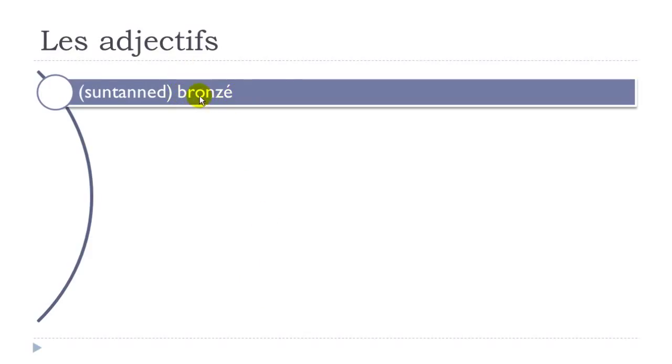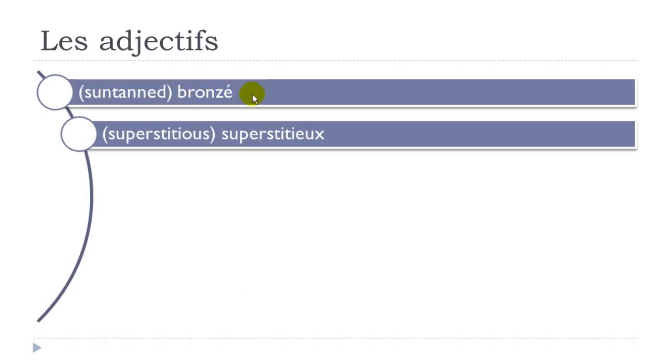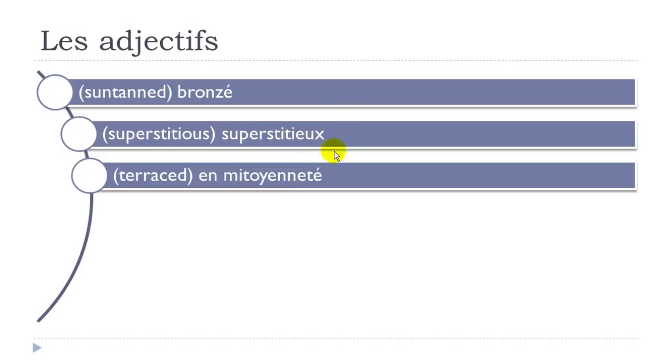Bronzé, so O-N, on, and then Z, it's really pronounced like Z. Bronzé, bronzé. Superstitieux. Okay, so final X not pronounced. Superstitieux. Okay, remember when we get this T after E and then E here. S. Superstitieux. Superstitieux. En mitoyenneté. Okay, so mitoyenneté. En mitoyenneté.